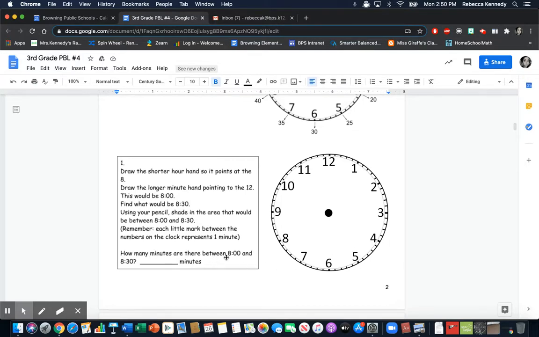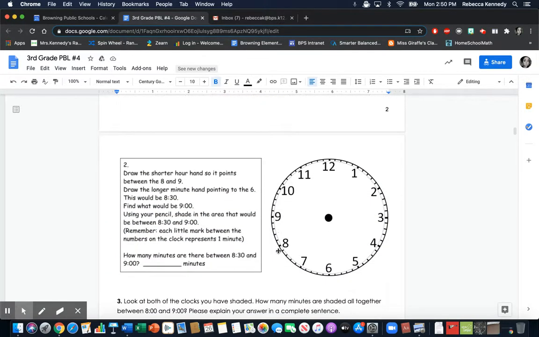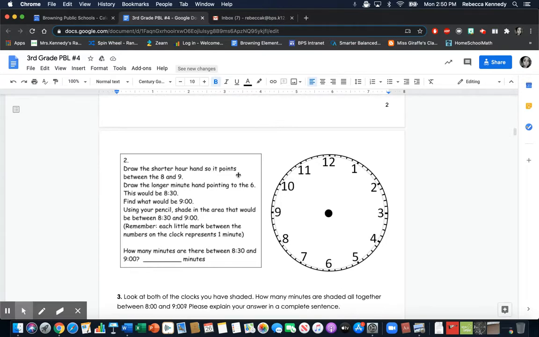How many minutes are there between 8 and 8:30? So you would count the minutes between 8 o'clock and 8:30. Then you would fill that number in right here. For the second one, you would draw the shorter hour hand so it points between the 8 and 9. So somewhere right in here. You would draw the longer minute hand pointing to the 6, which we know is going to be 8:30.